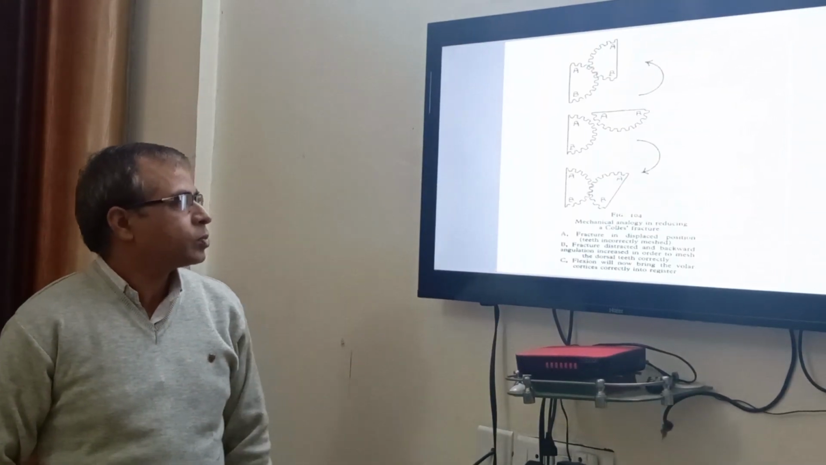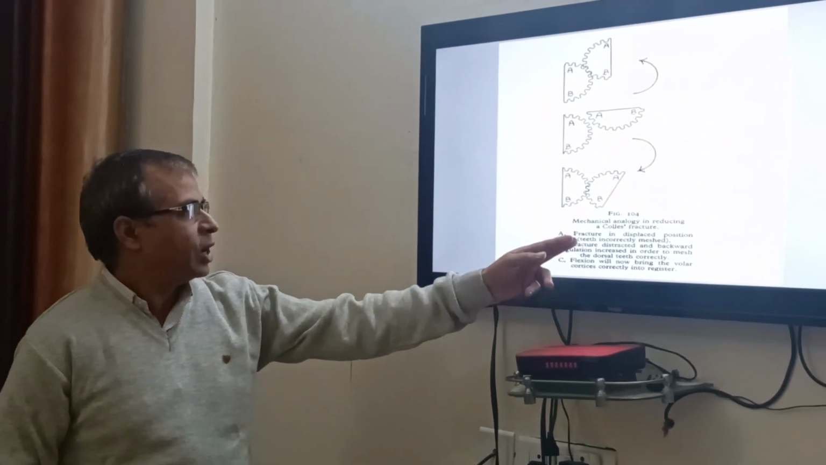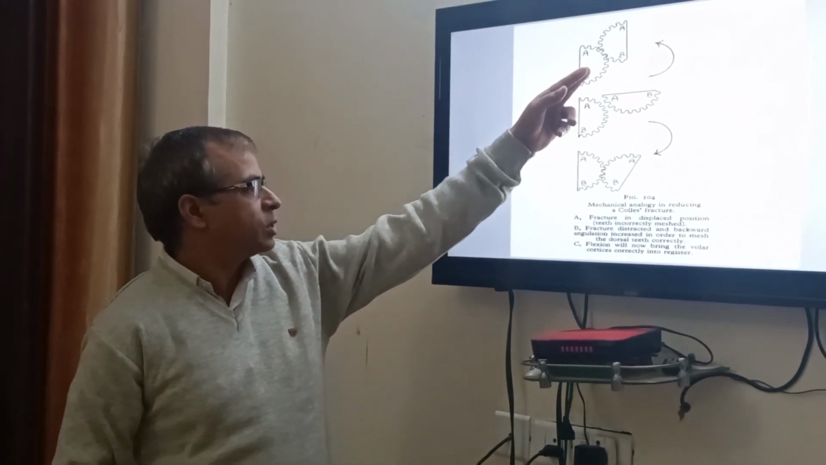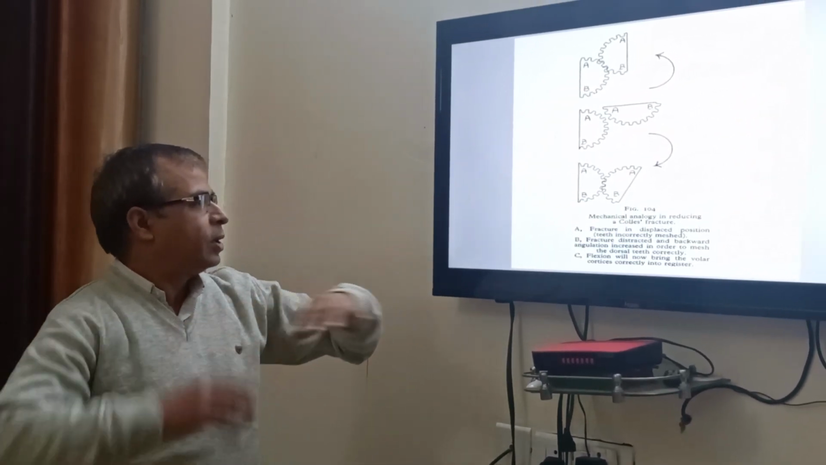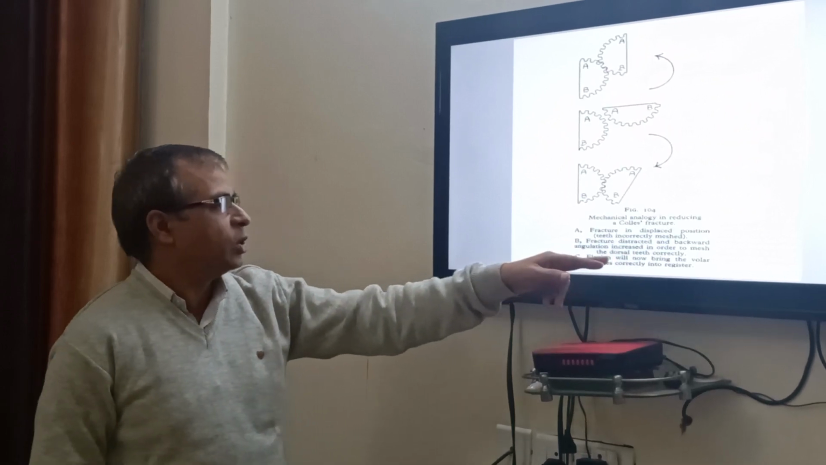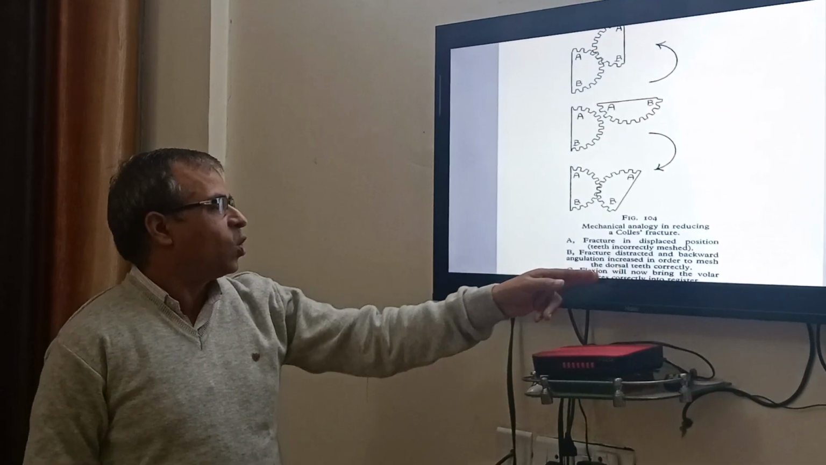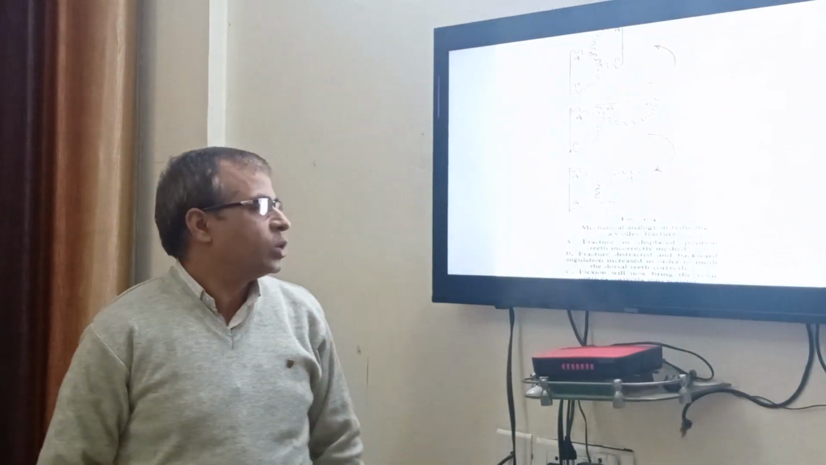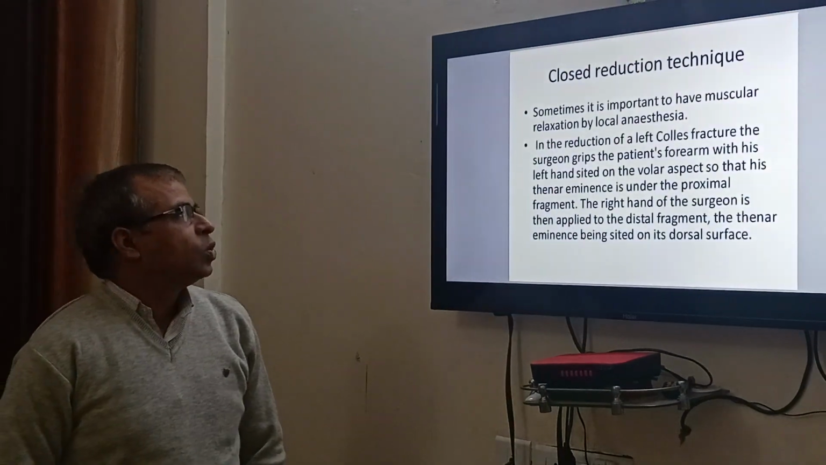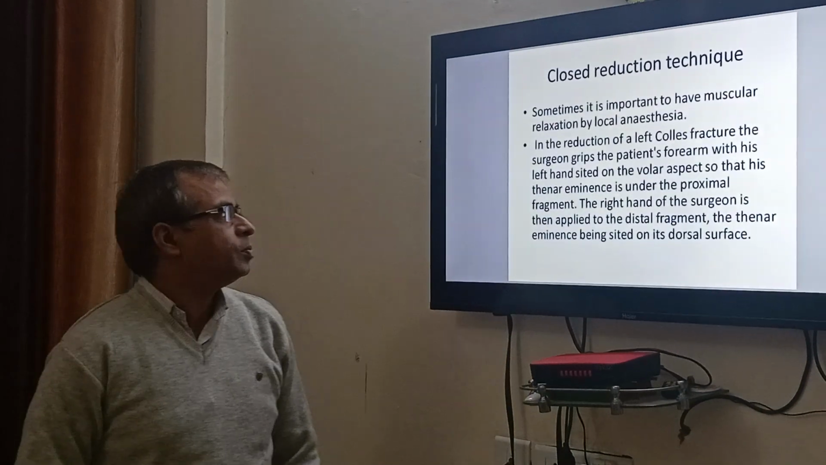Next please. This is the mechanical analogy introduced in the Colles fracture. The fracture in the displaced position has teeth incorrectly meshed, like an impaction. The fracture is distracted and the backward angulation increased in order to mesh the dorsal teeth correctly, and flexion will now bring the volar cortices correctly into register. Next please. So now let's discuss the closed reduction technique.